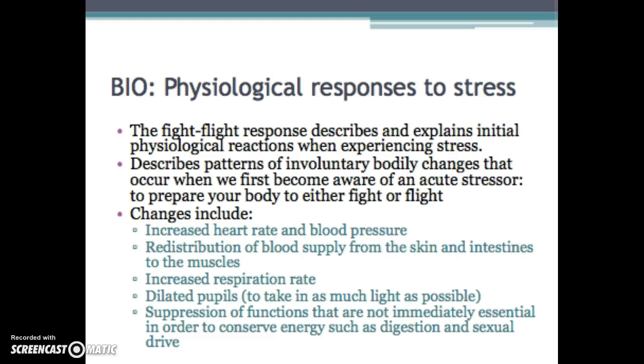So these changes occur within the first few seconds, and they include things like increased heart rate and blood pressure, redistribution of blood supply from the skin and intestines to the muscles, so you can prepare to either run or fight, increased respiration rate, so taking in more oxygen, dilated pupils to take in as much light as possible, and suppression of functions that are not immediately essential in order to conserve energy. So things such as digestion and your sexual drive will be suppressed.